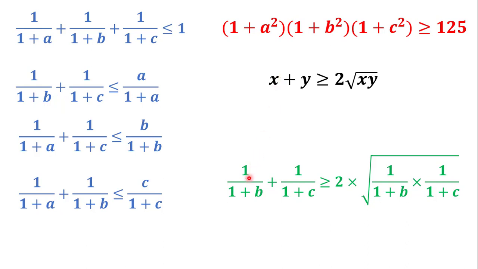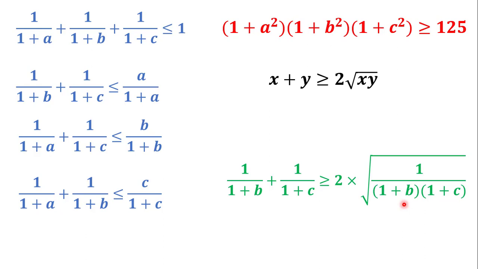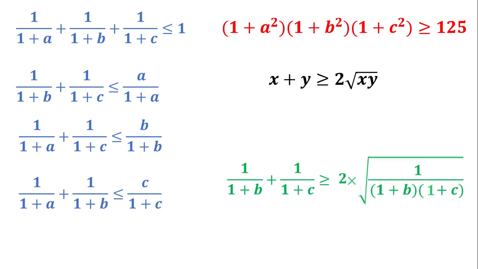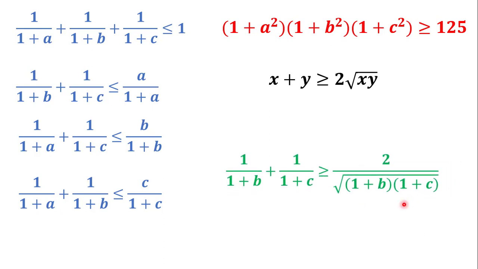We put x equals 1 over 1 plus b and y equals 1 over 1 plus c, so we're going to get 1 over 1 plus b plus 1 over 1 plus c is greater than or equal to 2 times the square root of the multiplication of these two fractions. The product of these fractions can be written as 1 over 1 plus b times 1 plus c. As you know, the square root of 1 is equal to 1, and we're going to get 2 over the square root of 1 plus b times 1 plus c.